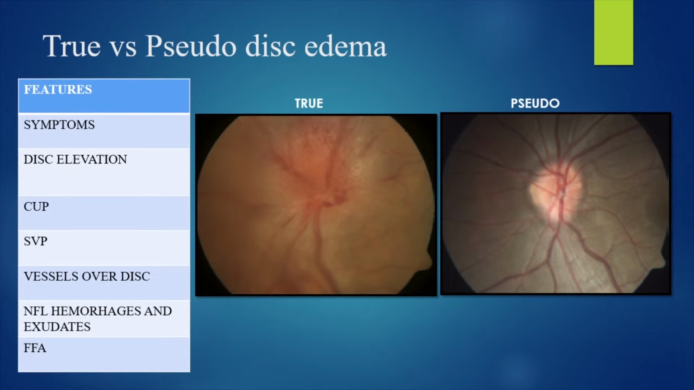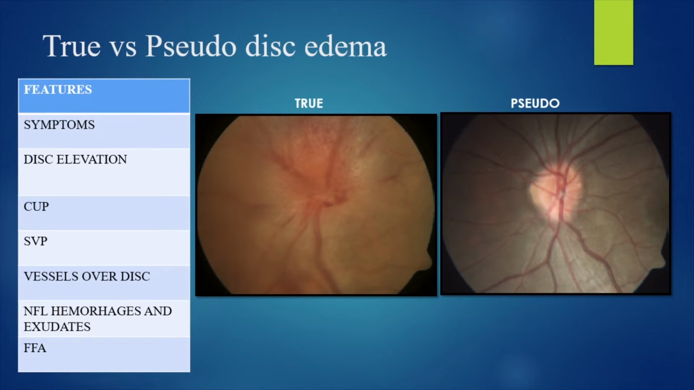Why is it important for you all to differentiate what is true and what is pseudo? For judging the treatment. Correct. It's going to help you to come to a diagnosis and accordingly tailor your investigations and management.